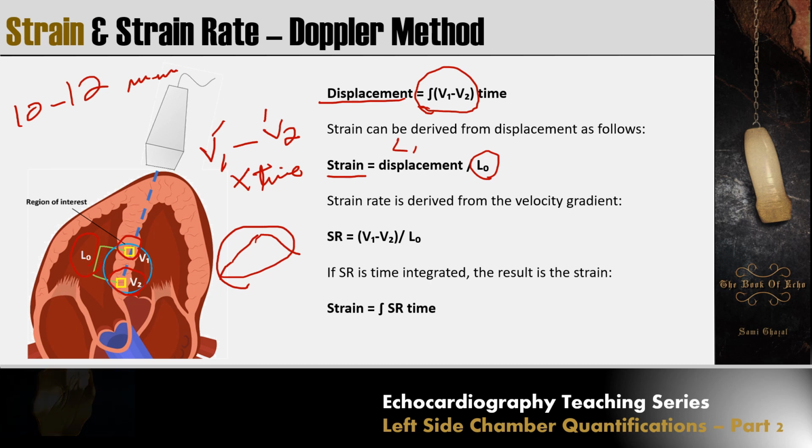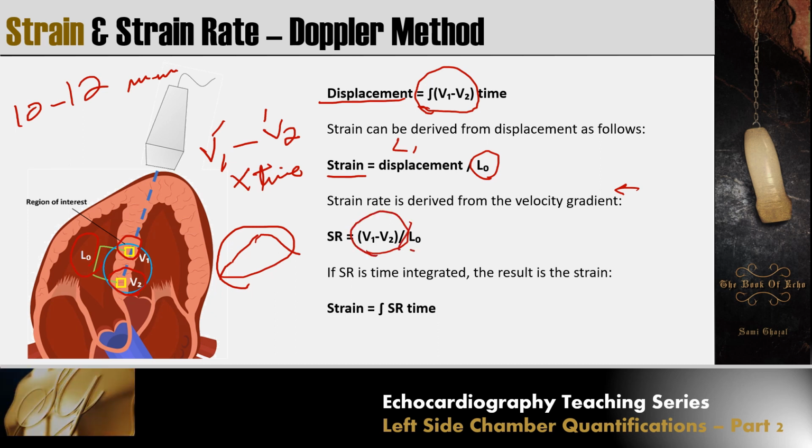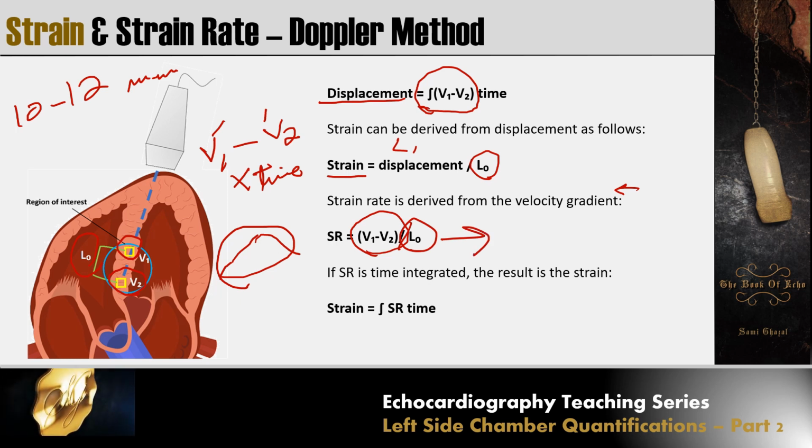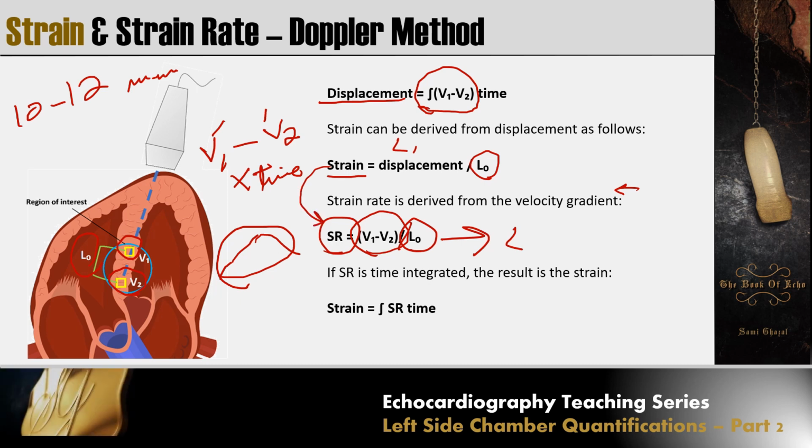Strain rate is derived here from velocity gradient without integrating with time. So we measure the velocity gradient here and we divide it by the initial length, and we get the strain rate. Strain rate, now we can, the other way, measure strain from strain rate. If we time integrate the strain rate, we will get the strain. So there are many ways to do that, and luckily the machine will do them automatically.